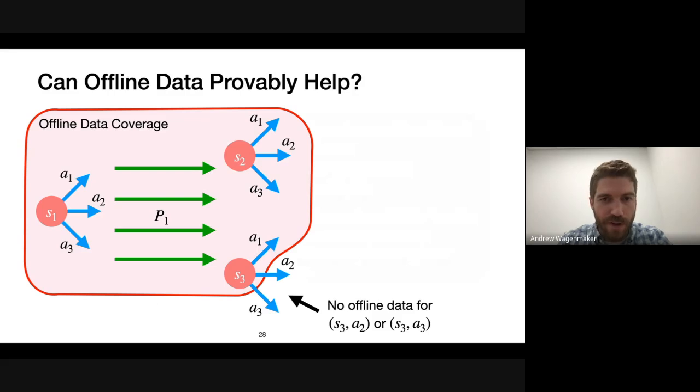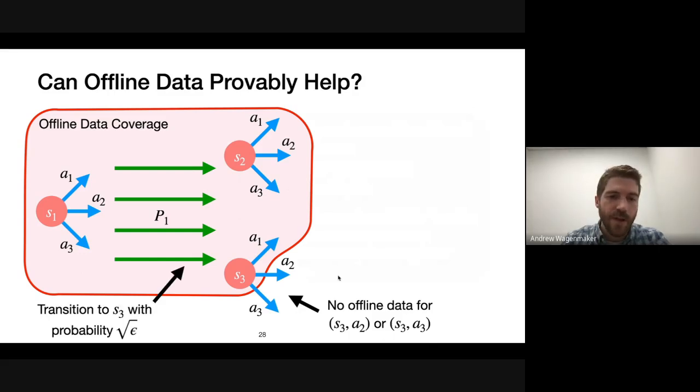And you assume that the offline data covers all the actions in S1, all the actions in S2, but only one of the actions in S3. So you have no offline data from action A2 or A3 in state S3. And furthermore, you'll transition to state S3 with probability at least square root epsilon.